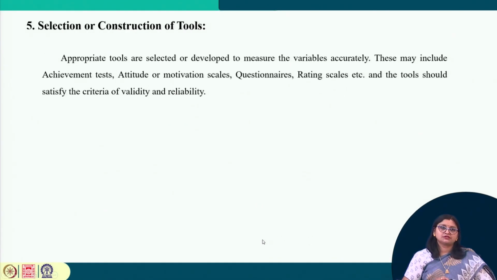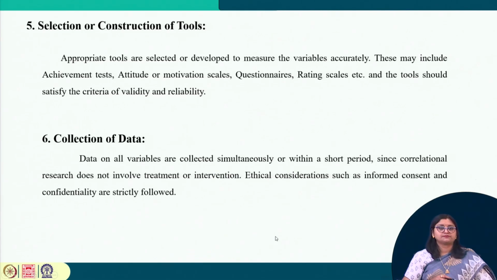The fifth step is selection or construction of the tools. If an appropriate tool is available ready-made, then you can go for the selection, and if not, then develop one to measure the variables accurately. These may include achievement tests, attitude, aptitude, motivational scales, questionnaires, rating scales, etc. And the tools should satisfy the criteria of validity and reliability.